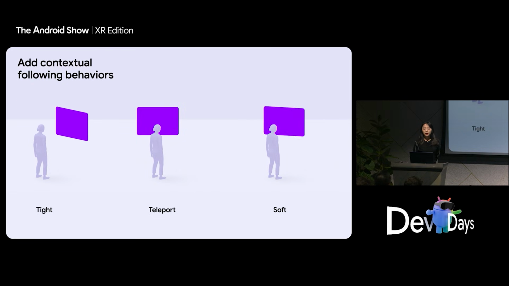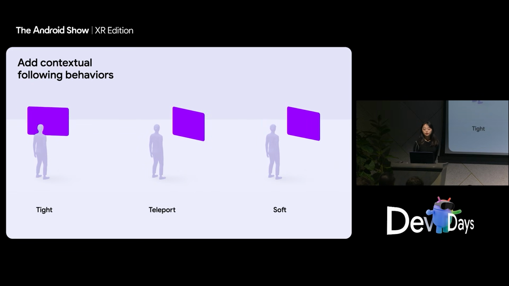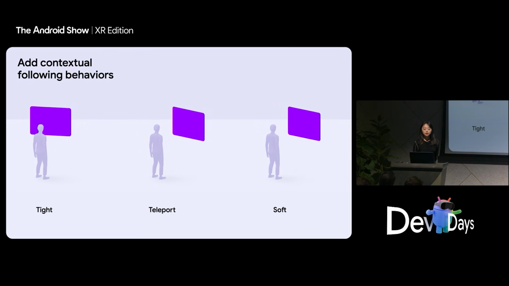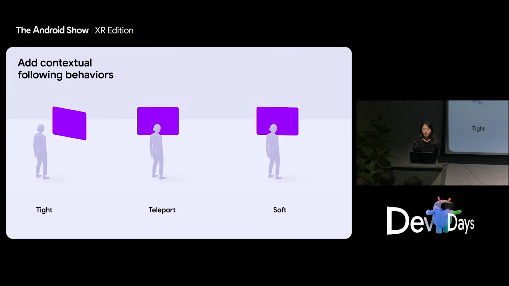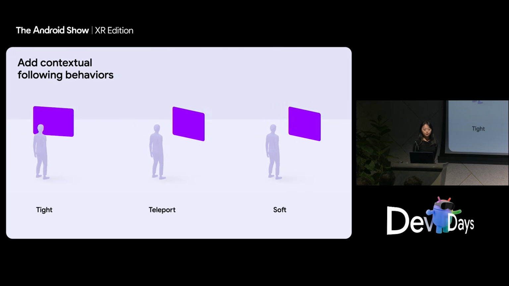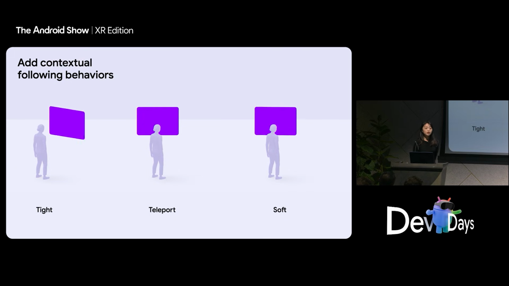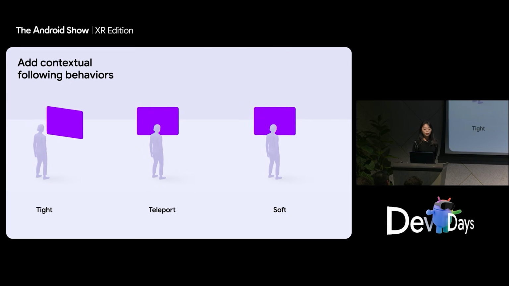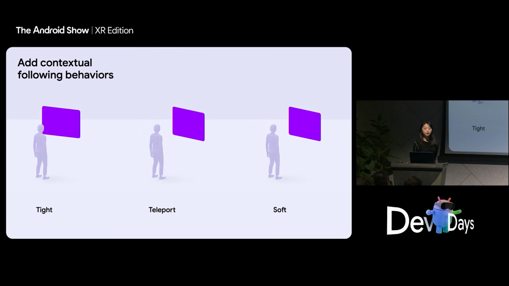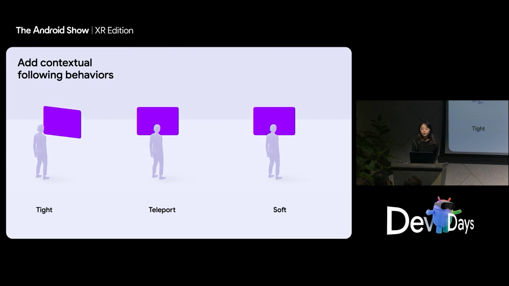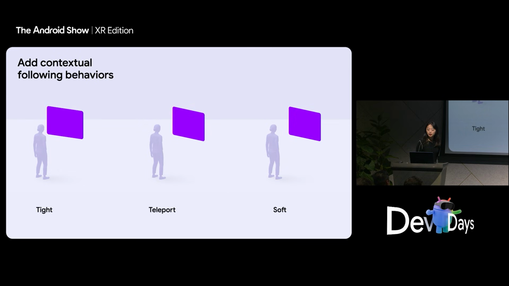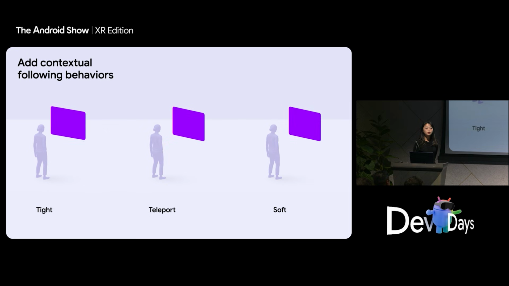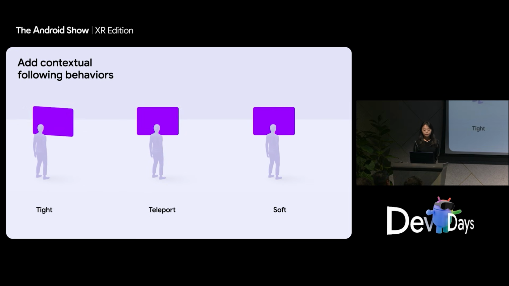Implementing UI following behavior can be helpful when designing for greater mobility. For non-interactive elements, consider using tight following to keep them locked to the user's view. For ephemeral UI such as notifications, consider using teleport following, which resets the UI position when out of the view. And for more persistent UI such as media, use soft following that allows the window to gently track users' movement.